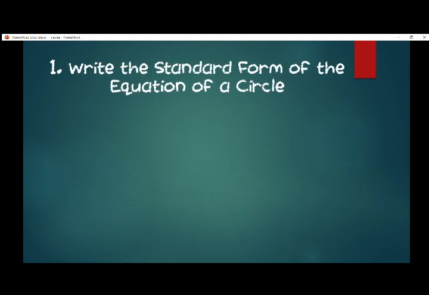How to write the standard form of the equation of a circle? So, meron tayong standard equations para sa circle. Una is x squared plus y squared equals r squared. And then, quantity x minus h squared plus quantity y minus k squared is equal to r squared.